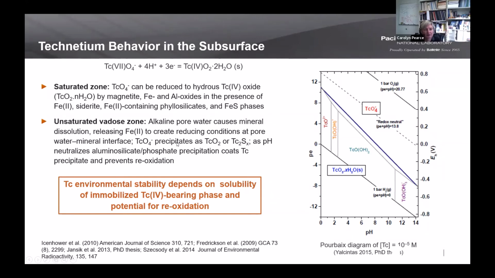In the unsaturated zone, where the conditions are more oxidizing, there are still mechanisms by which technetium can be entrained through precipitation of phases that occurs when you have a change in pH in the system, and so you're getting dissolution and reprecipitation of things like aluminum silicates and phosphates, and so they can physically trap the pertechnetate within the structure. And so really understanding the environmental stability depends on the nature of the immobilized phase and any potential for reoxidation.